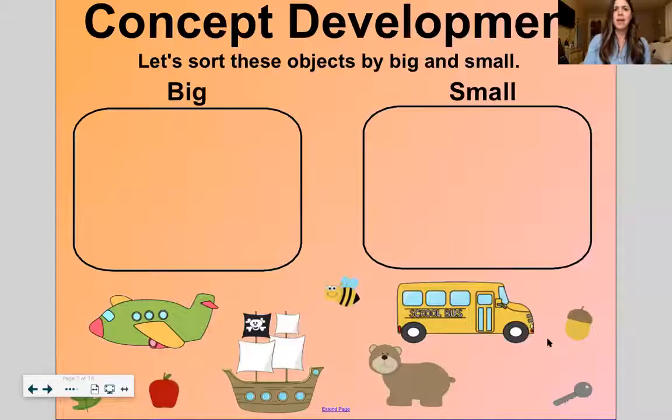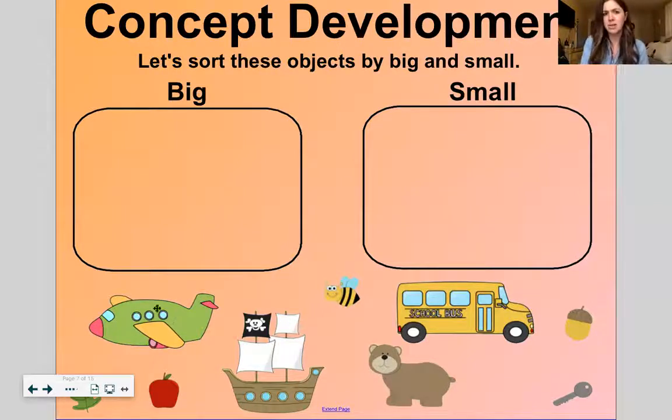I just have to do this again. There we go. Okay, so we have a category here that says big and small. Big, small. Do that with me. Big, small. Okay, so let's see.